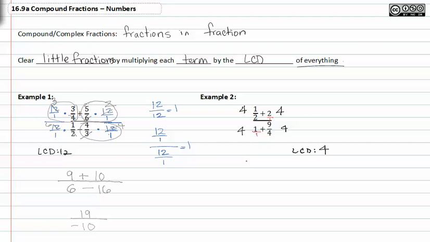So 4 times 1/2 is 2, plus 4 times 2, or 2 times 4, is 8. And in the denominator, 4 times 1 is 4, and 9/4 times 4, the 4's divide out, and I just have 9. Now that I have a more simplified fraction, I'll add the numerator and the denominator separately, and I get 10 over 13. 10/13 is also in its most reduced form because 13 is prime.